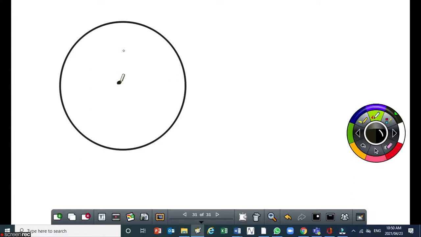So we put our center there. This is center O. We put a point here, that's point A. So I can draw a straight line there. And then we put point B. And then AB is a chord. And there's a line which goes that way.